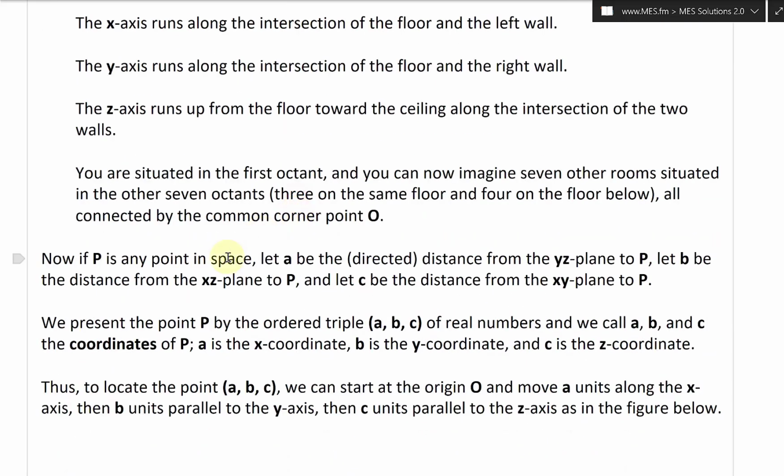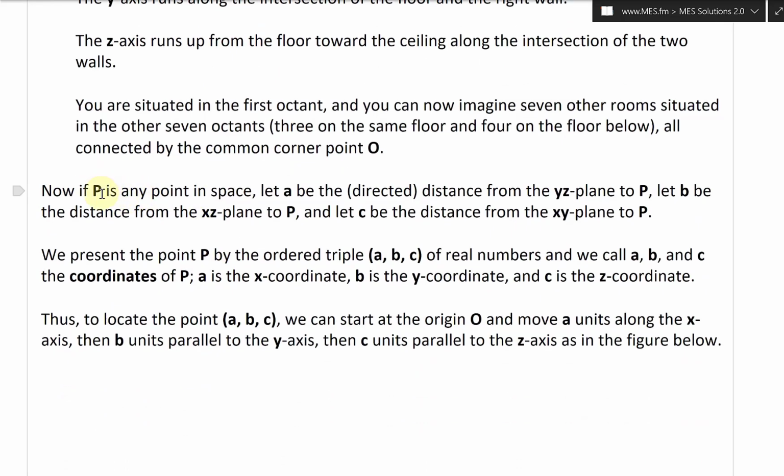All right, so now if P, capital P, is any point in space, let A be the directed distance from the YZ plane to P, and let B be the distance from the XZ plane to P. And this word directed, I think, just means perpendicular, or the shortest distance from that plane. And let C be the distance from the XY plane to P. We'll illustrate this all soon.